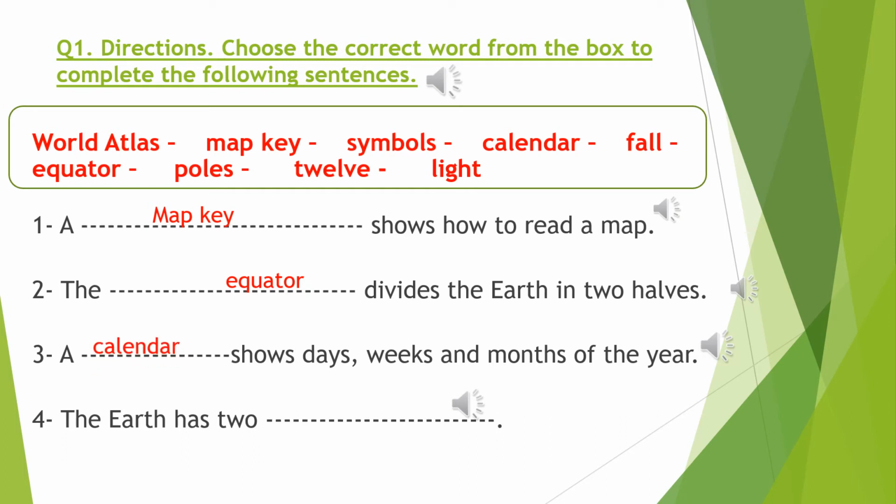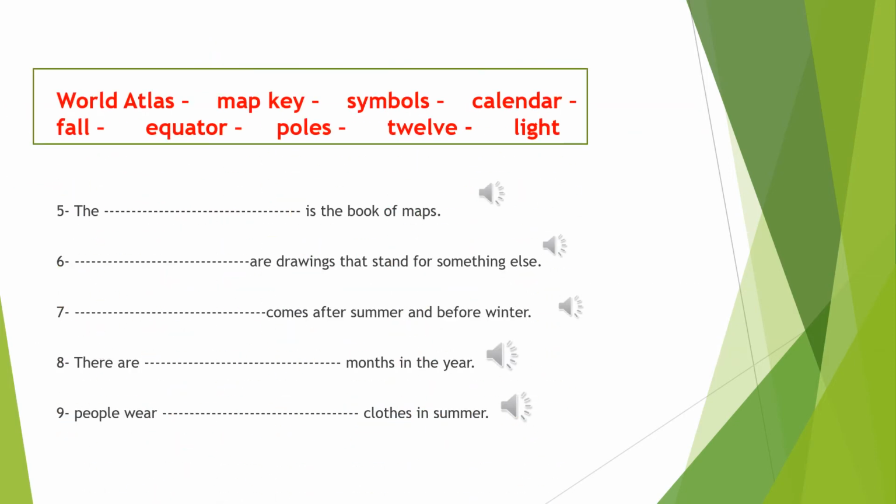Number 4, the earth has two space. Yes, 2 poles. Okay, number 5, the space is the book of maps. Excellent, the world atlas. Number 6, space are drawings that stand for something else. Yes, excellent. Samples.